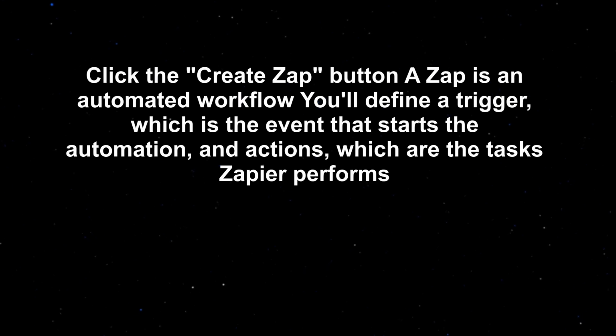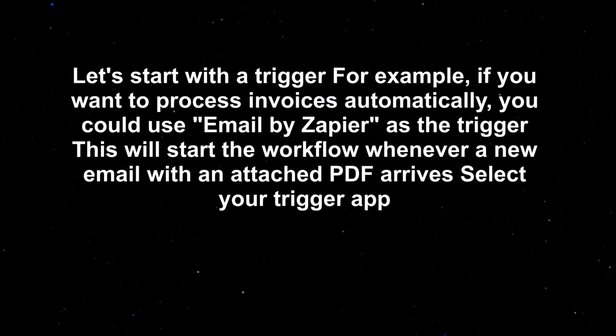Click the Create Zap button. A zap is an automated workflow. You'll define a trigger, which is the event that starts the automation, and actions, which are the tasks Zapier performs. Let's start with a trigger.